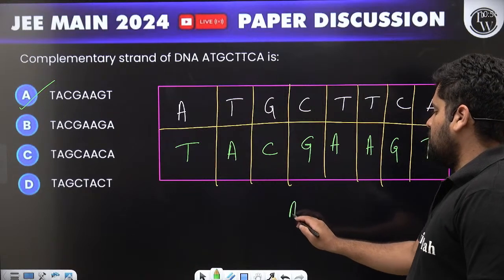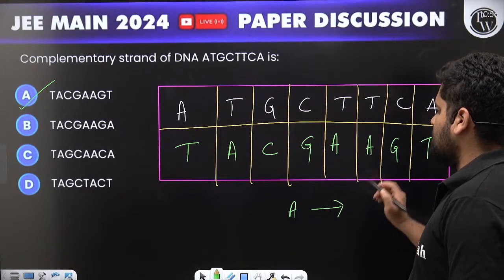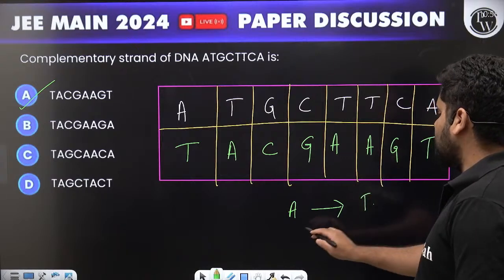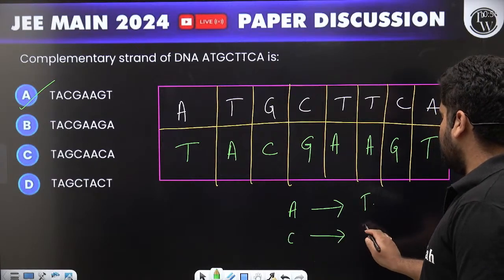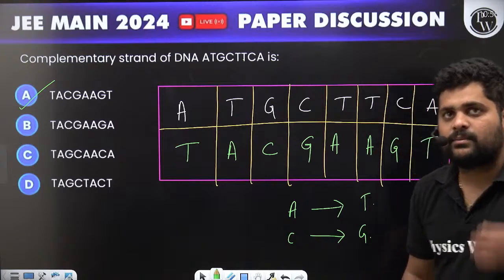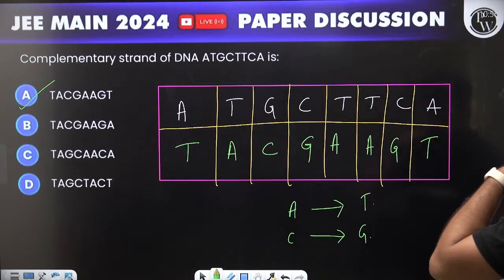All that you need to remember is adenine forms bond with thymine, cytosine forms bond with guanine. These bonds are hydrogen bonds anyways, right? Next one, next question after this.